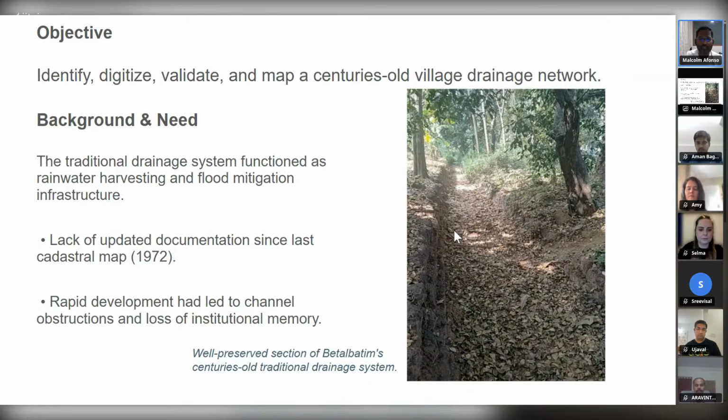So we set out to document its current state, what are the challenges, and where there are issues, and we found that the best approach would be QGIS and QField. So I'll just walk you through how we went about this exercise using open source QGIS and QField.